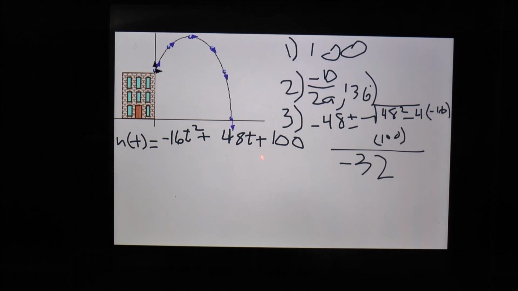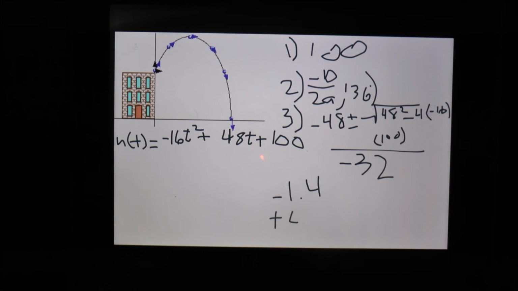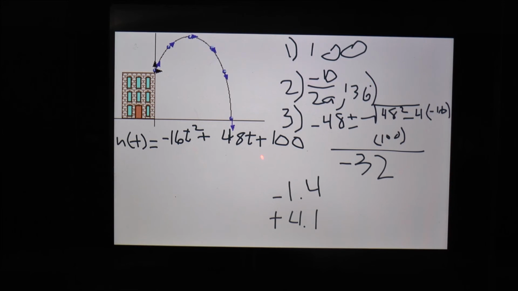Okay, so what did we get when we did all that? So the answers that we would get would be negative 1.4 and positive 4.1. Well, that doesn't make sense. You can't have a negative in time.